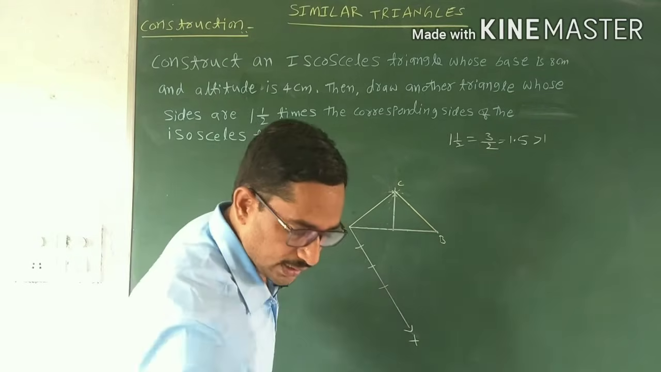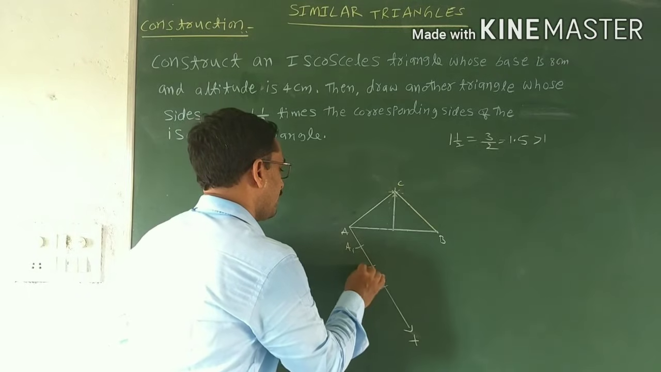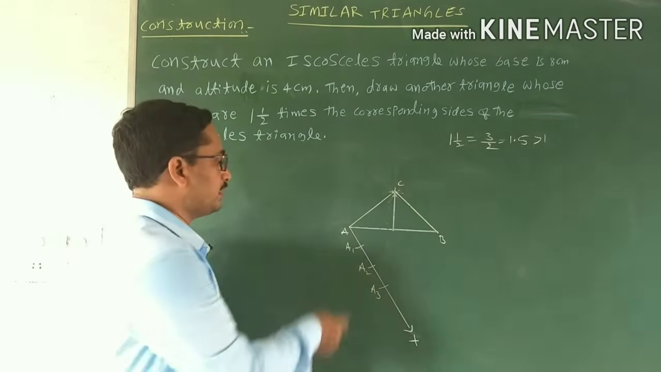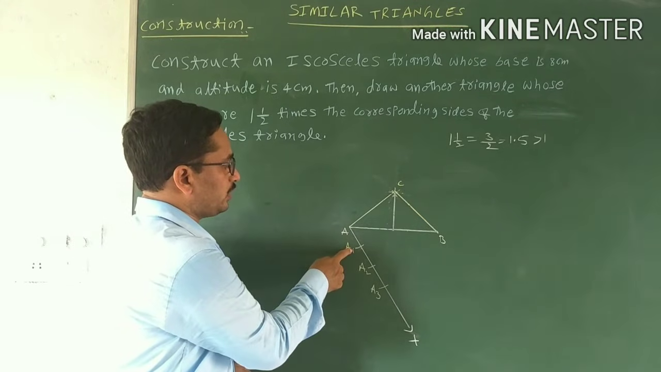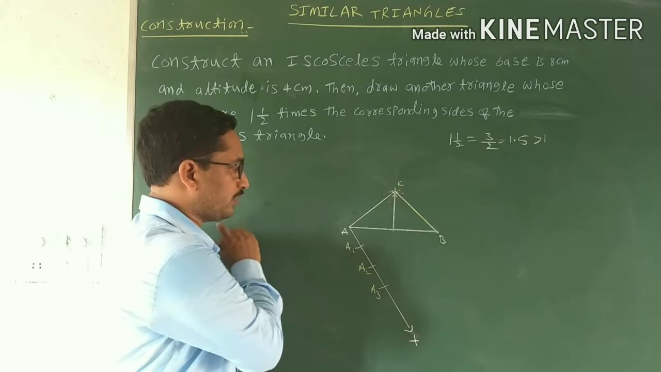Now label these points A1, A2, A3. Look at these points A1, A2, A3. See the distance A to A1 equals A1 to A2 equals A2 to A3. All these are at an equal distance.